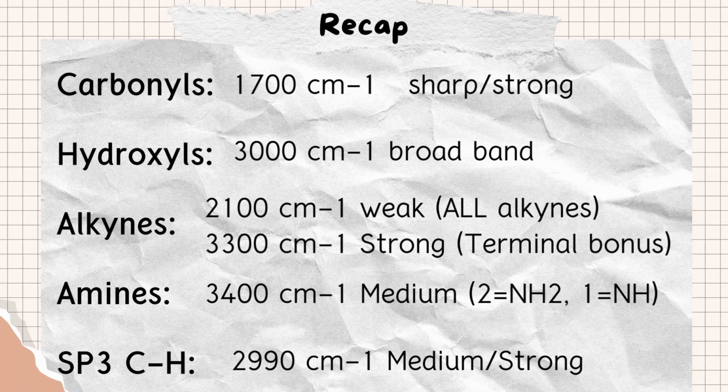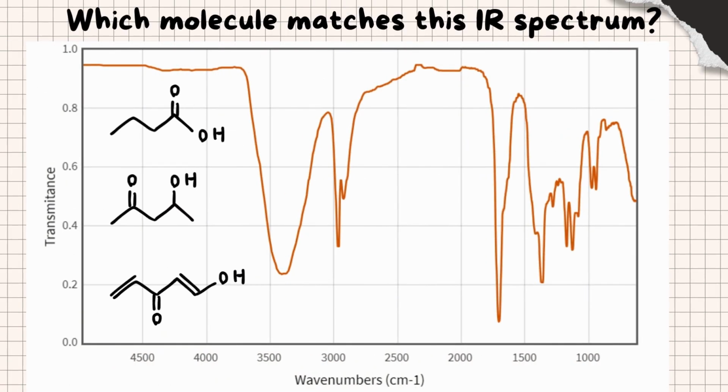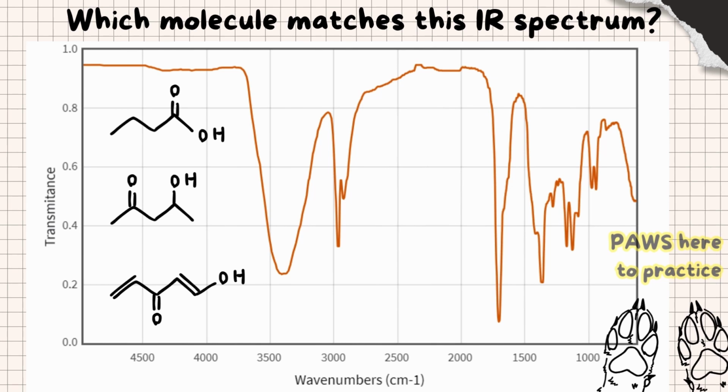and the number of medium peaks present correlates to the number of hydrogens on that amine. Finally, sp3 carbon-hydrogen bonds are found at around 2990, basically right before 3000, and you would see them as a medium or strong peak. So let's do one quick practice problem before we head out. So, which molecule matches this IR spectrum? Sketch suggests you pause here to try on your own.